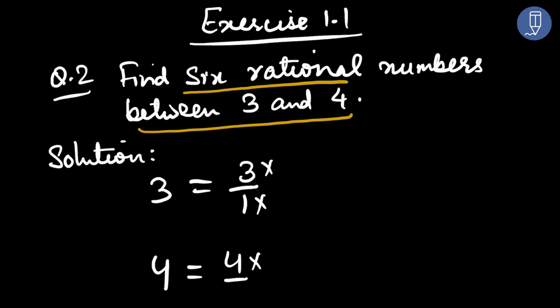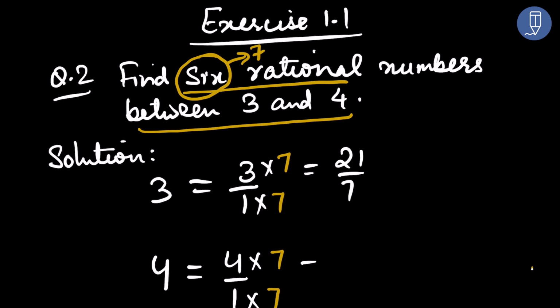What is that same number here? This same number is decided by this number. Whatever number is written here, choose the next number. So after 6, the next number that comes is 7. So we multiply by 7 here. Okay. Every time you have to choose the next number. So this becomes 21 by 7 and this becomes 28 by 7.